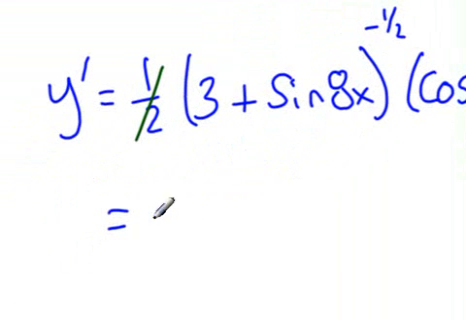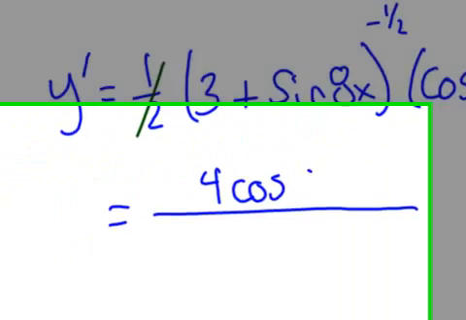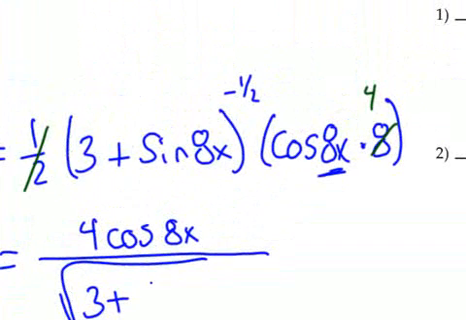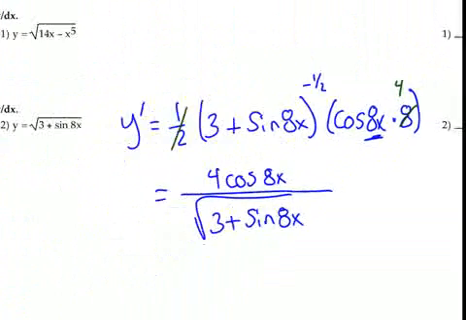And we'll go ahead and write things in the numerator are 4 cosine 8x. Things in the denominator is just the square root of 3 plus sine 8x. And we're good right there.